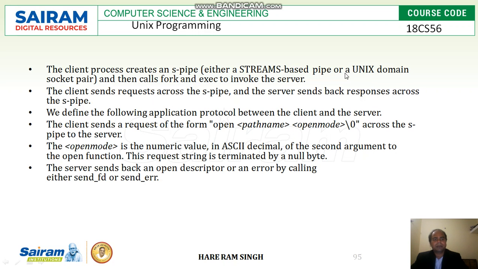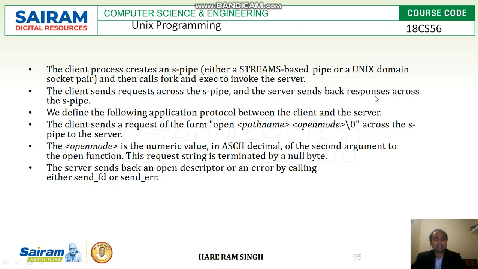It uses an S pipe, which stands for stream-based pipe or Unix domain socket pair. A stream-based pipe is nothing but a full duplex channel. The data can be transferred in both ways, from the client to the server or from the server to the client. The client will call fork and exec to invoke the server. So actually the client generates the server by calling the fork and exec functions.